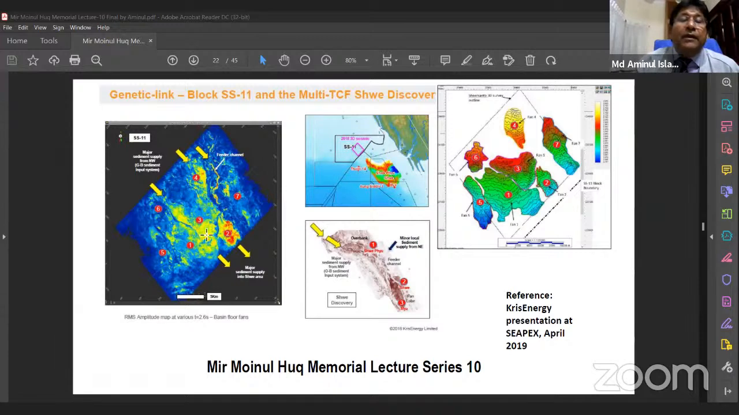And you can see that they identified five, six prospects. So it has not been drilled yet. You can see the maps on the right side. So there are a few prospects there, right before these three discoveries. So there is huge potential that a similar type of environment, or deposition, or deep water system could be there.